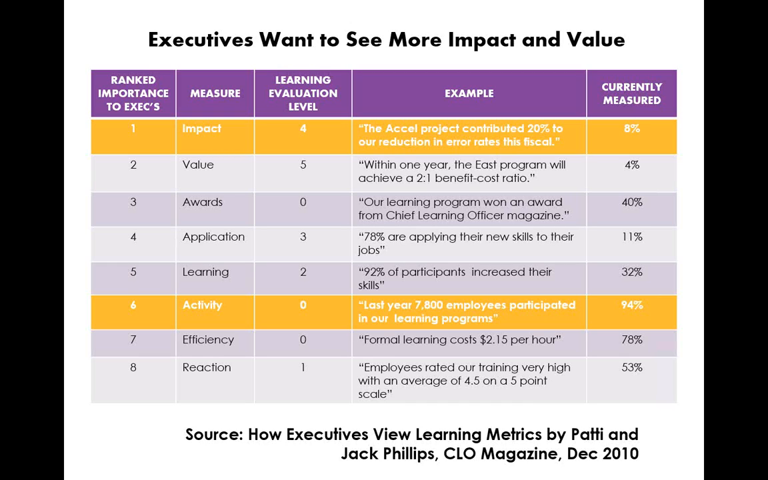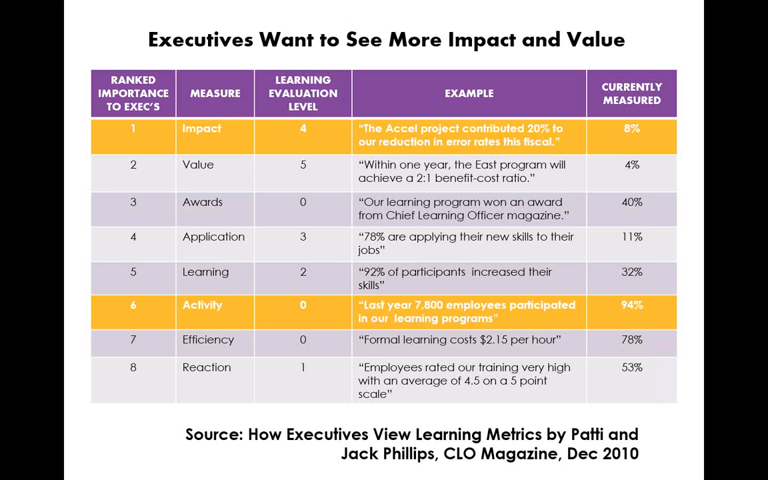This is a chart that we reproduced from an article that appeared in CLO magazine back in December of 2010. And I haven't seen anything that tells me that much has changed in this. The article was called How Executives View Learning Metrics, and it was written by Patty and Jack Phillips of Kirkpatrick Phillips. And in the first column, this is how executives rank. This is a forced rank. This is how executives ranked elements of learning programs in terms of importance, what the measure was.